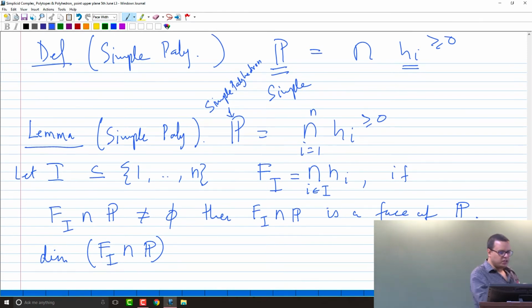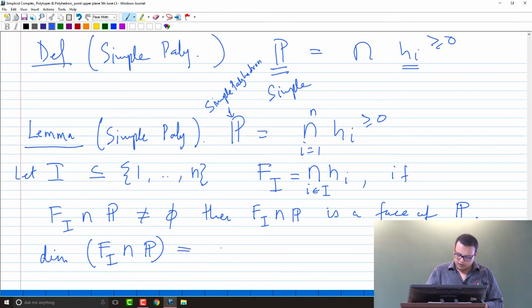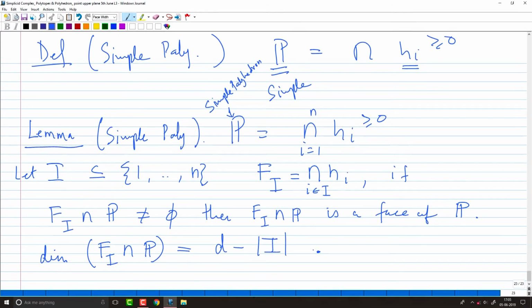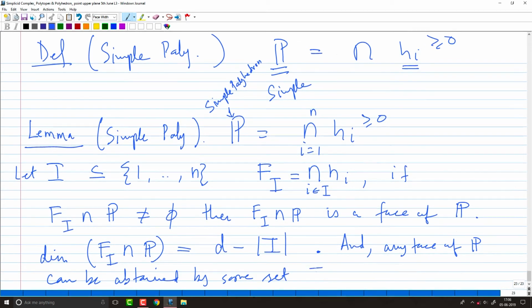And the dimension of this object is d minus the size of I. This is something we will be using tomorrow. And even more, any face of P can be represented like this, can be obtained by some index set I, a subset of 1 to n.